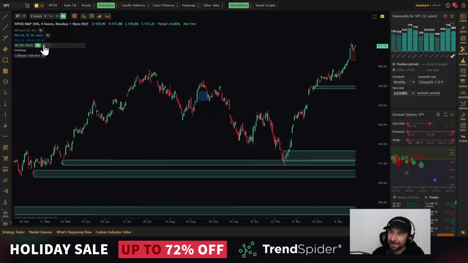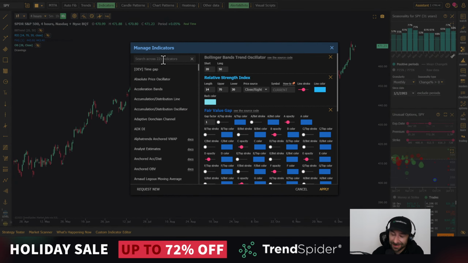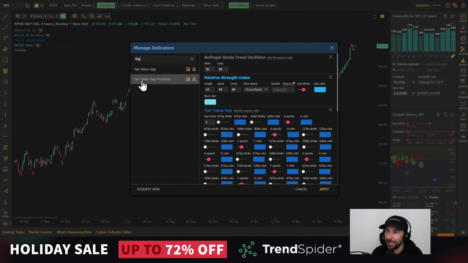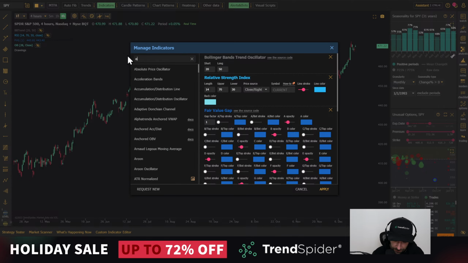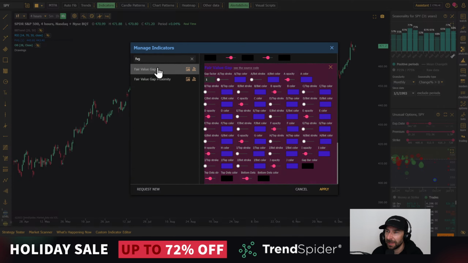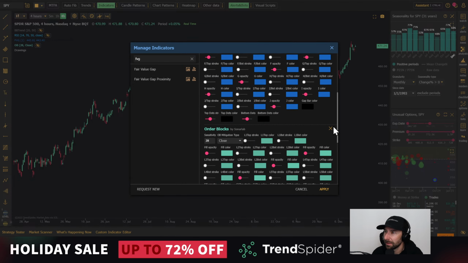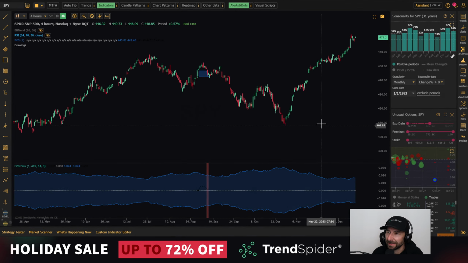Now there are, however, secondary indicators called proximity. So if you type in FVG, you're going to see proximity. If you type in OB, you're going to see order block proximity. And it's actually true for gaps too. We have gap proximity. What these do, I'm just going to use fair value gaps as the example here, but they all work the exact same way.